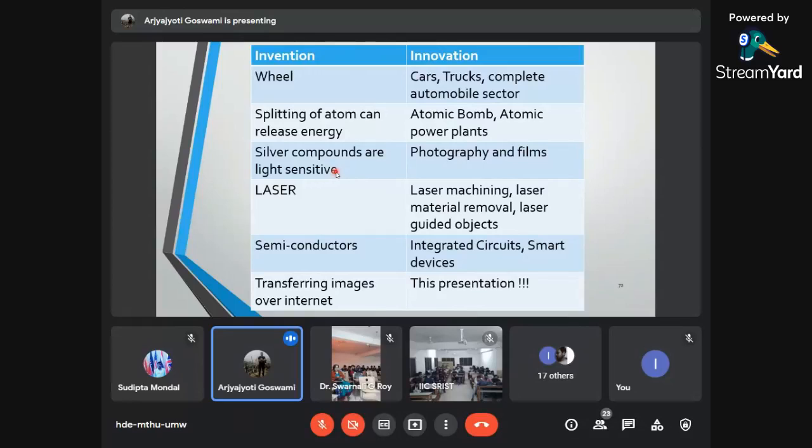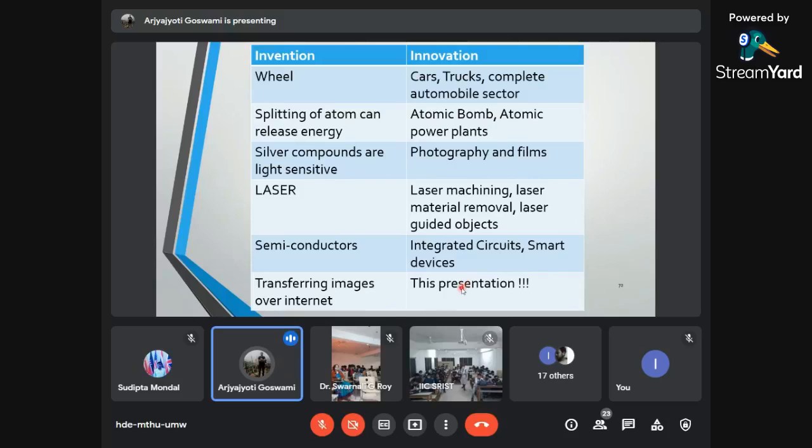Using light sensitive compounds for photography, that was finding out that silver compounds are light sensitive, that is invention. Using it for photography and films and recording stuff, that is innovation. Transferring images over the internet, this is an invention. How can we code a particular signal and then transmit it over long distance?